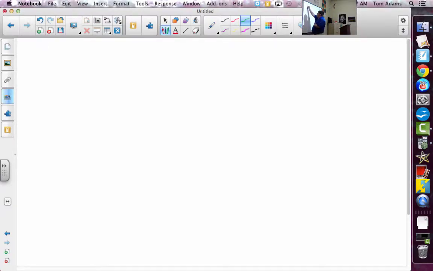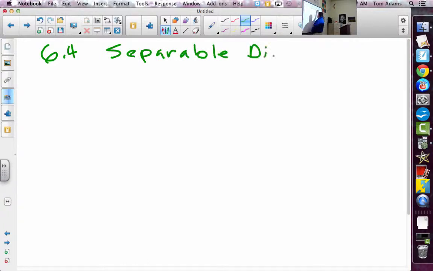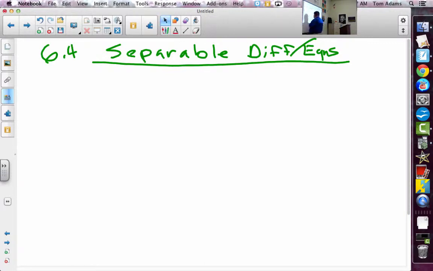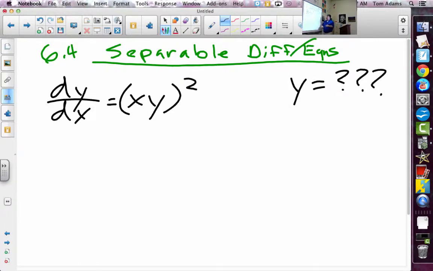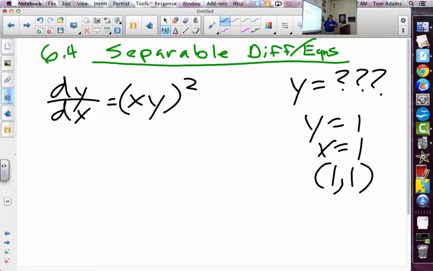Okay, so for 6-4, we're going to work with separable diffeq or differential equations. And so they give us that dy dx is equal to x times y squared, and they want us to solve for y, okay? And they tell us that y equals 1 when x equals 1, and what that means is that the point 1 comma 1 is on y.